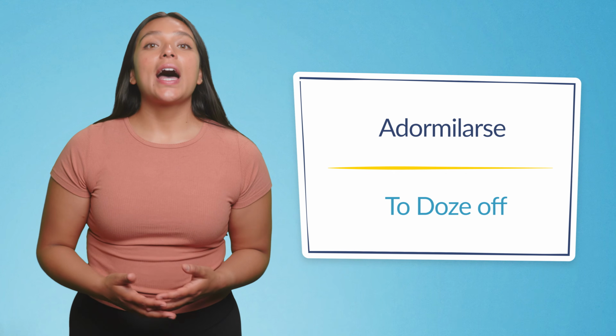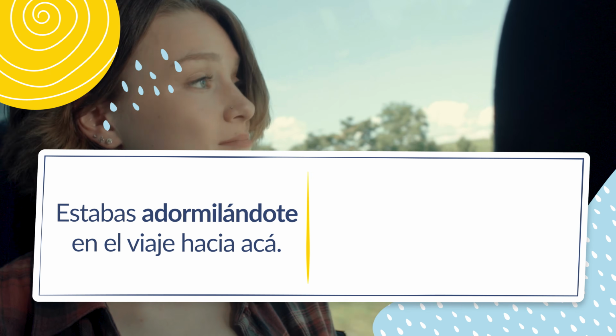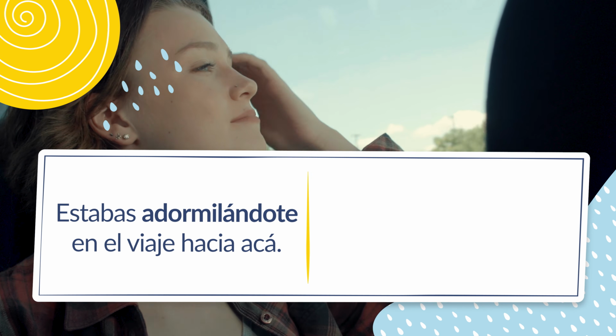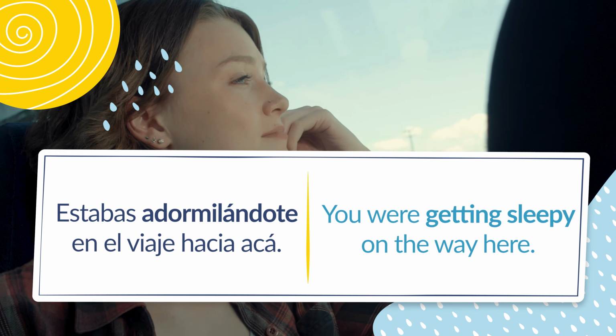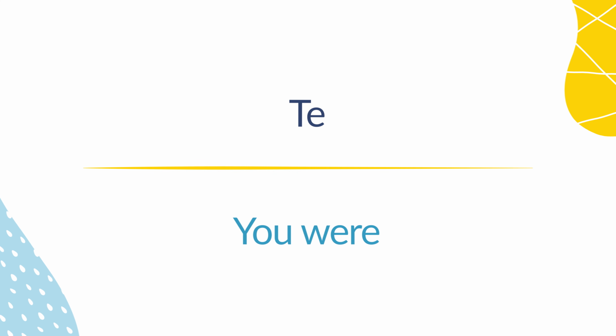If you want some more examples of natural reflexive verbs, look for the full article in our description below. As we covered before, these verbs only function when used with reflexive pronouns. Let's take the verb adormilarse, to doze off. As an example, estabas adormilándote en el viaje hacia acá. You were getting sleepy on the way here. As you can see, the verb is used with the reflexive pronoun te, you were.